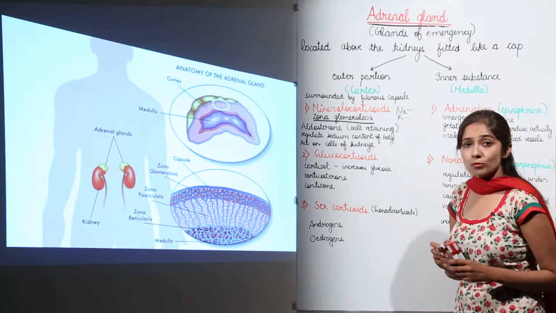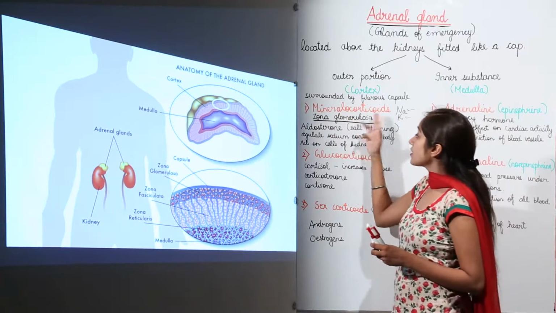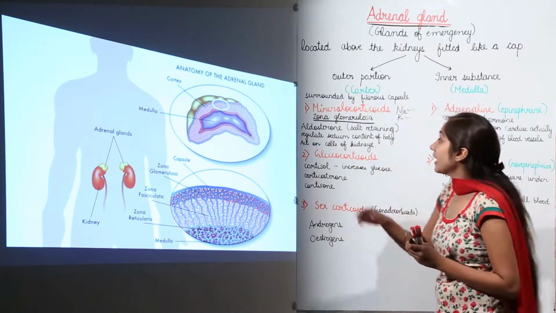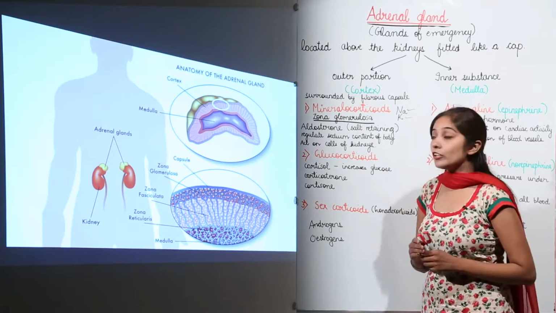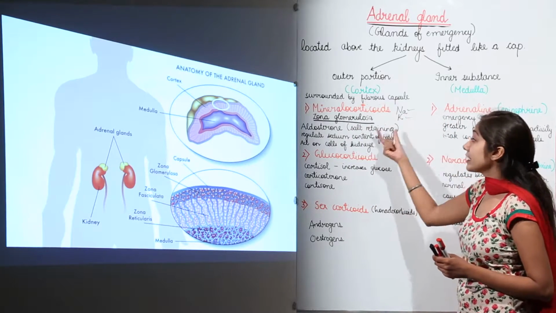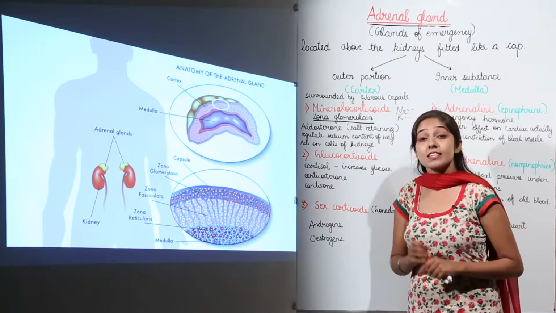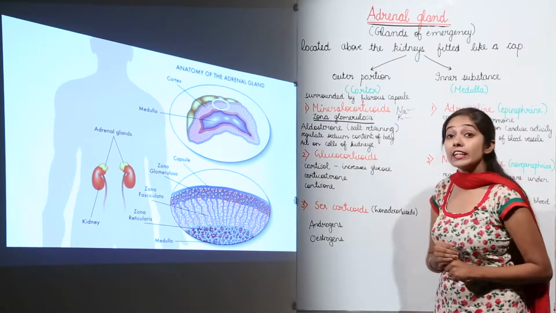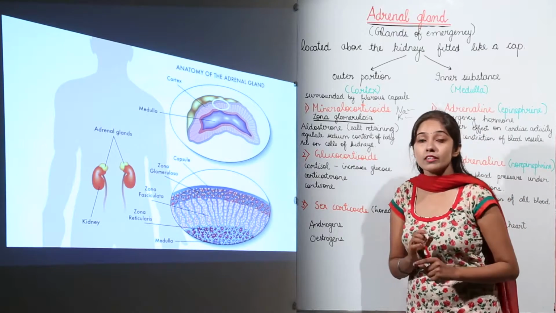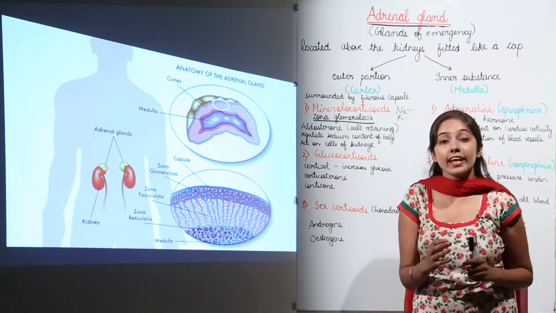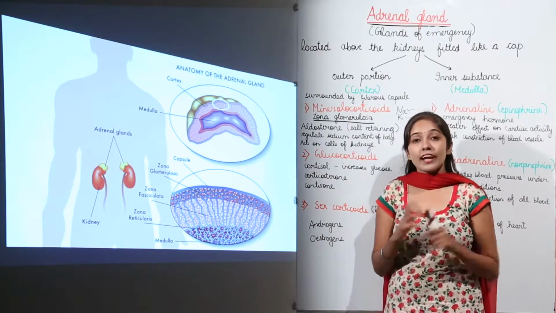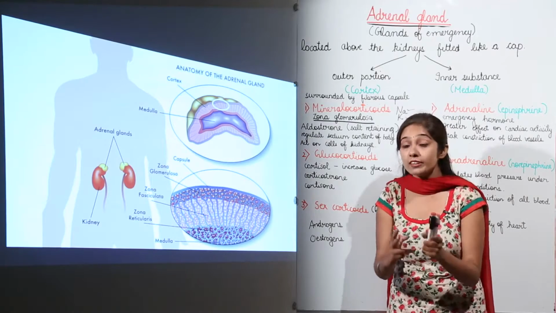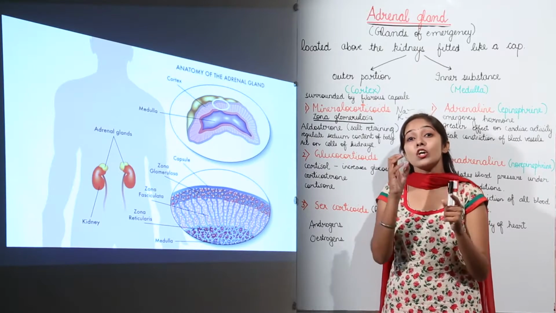Now the main hormone under these mineralocorticoids is aldosterone. The main hormone is aldosterone, and we call this aldosterone hormone the salt retaining hormone. Why do we call this the salt retaining hormone? Because this hormone is secreted when the sodium content is low in your blood, so it is going to retain salt in your blood.